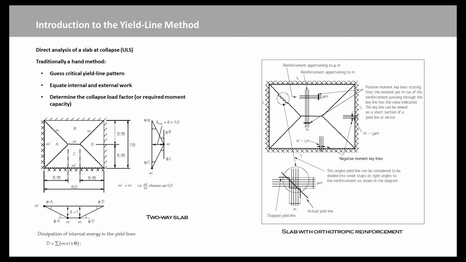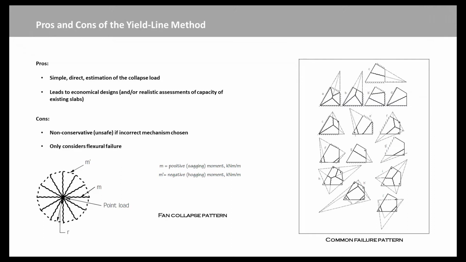We then equate internal and external work to determine the collapse load factor, or in a design context, the moment capacity needed to deliver the required capacity. So, pretty simple calculations, that is the benefit of it. Another key benefit is that you tend to obtain much more economical designs than if you use elastic methods, or in an assessment context, you can reveal hidden strength or capacity in the existing slab. The downside is if you're working with a hand method, it's unconservative if you choose the wrong mechanism.